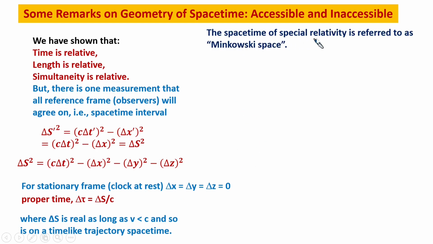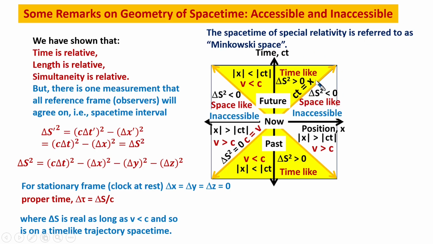The space-time of special relativity is referred to as Minkowski space, and here I have shown your world line and the cone made by the world line. This is the past, this is now, and this is the future. Here we know that ct is equal to x, this is the time axis, and this is 45 degrees. For this region, x will always be less than ct, and in this white region x will be greater than ct. So this region is accessible because if x is less than ct, v is less than c, which is allowed, but in this region v has to be greater than c, which is not possible.